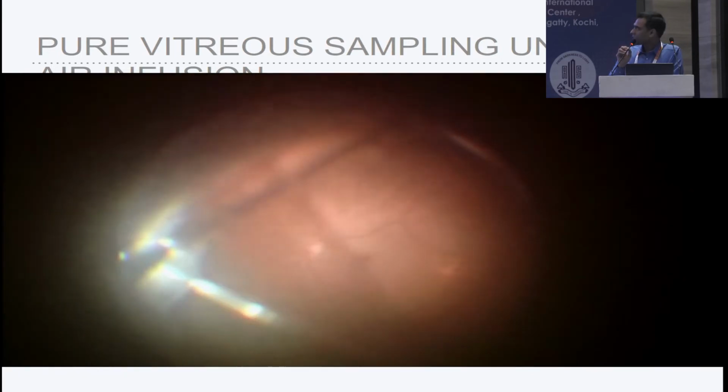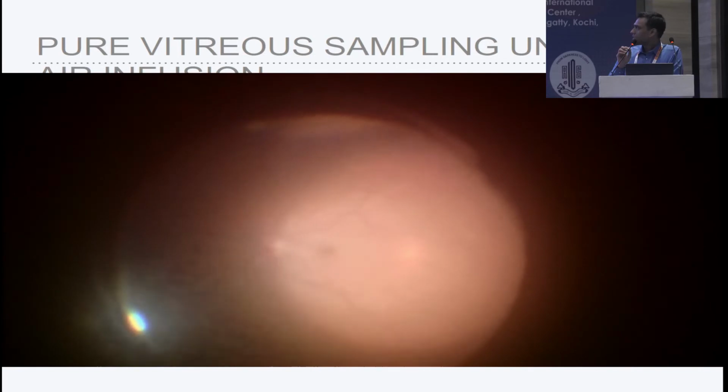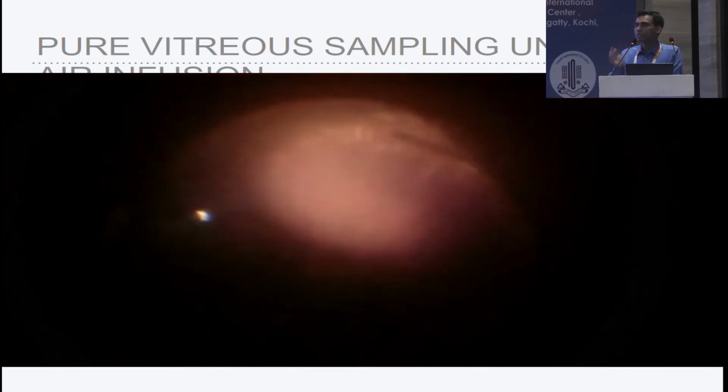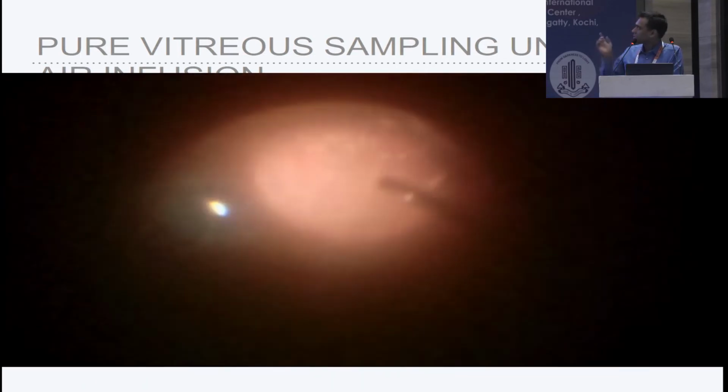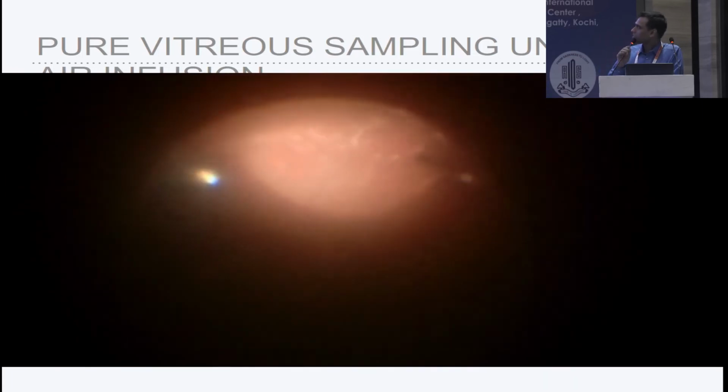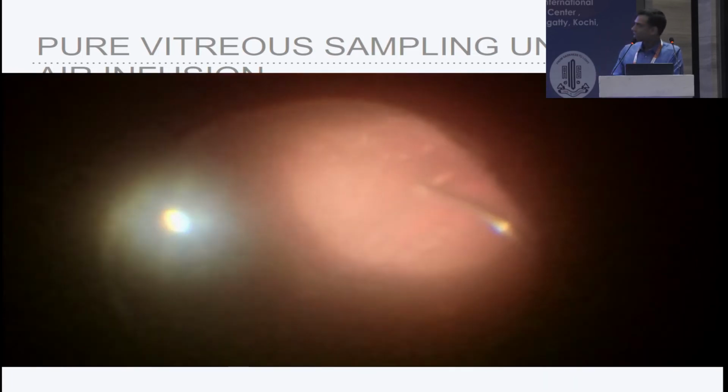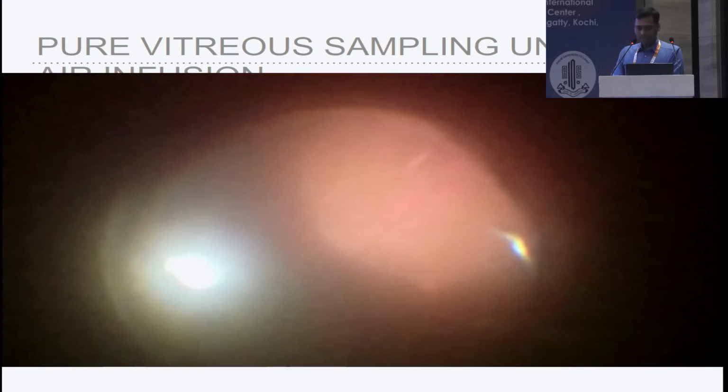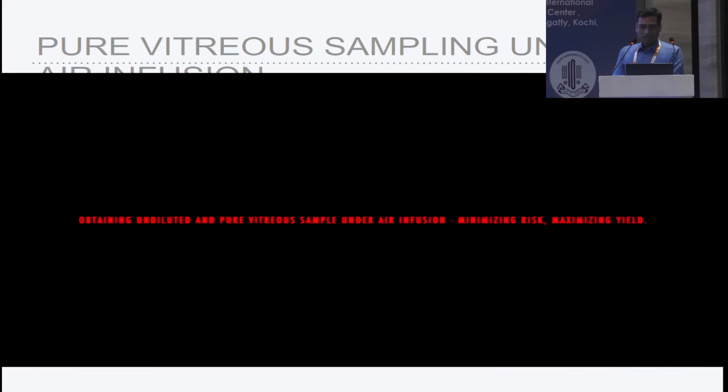There was no vasculitis, there were no other significant findings that could contribute to my clinical diagnosis except for these amorphous deposits which were present on the surface of the retina. So all this I aspirated and sent for analysis.